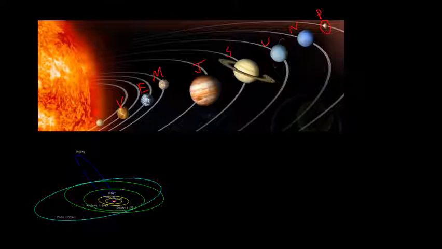So of course, the M is for Mercury, the V is for Venus, E is for Earth, M is for Mars, J is for Jupiter, S is for Saturn, U is for Uranus, and N is for Neptune, and little P out here is for Pluto. Pluto, of course, is no longer considered a planet. It's now considered a dwarf planet.